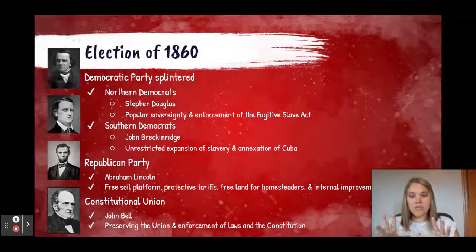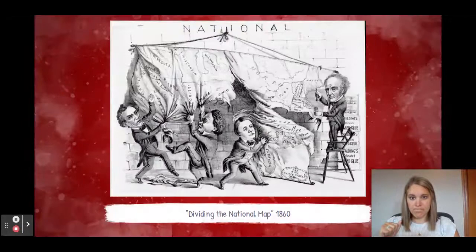So, in the election of 1860, we have four candidates running for president. Most significantly, we see the Democratic Party splitting into two. With that split, the fact that Democrats couldn't agree on one candidate to nominate, essentially it seals the deal for the Republican Party victory. So, Stephen Douglas and John Breckinridge for the Democrats, John Bell for the Constitutional Union Party, and then, of course, Abraham Lincoln for the Republican Party.